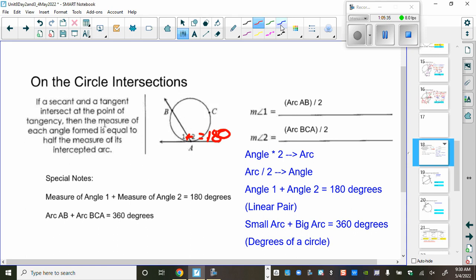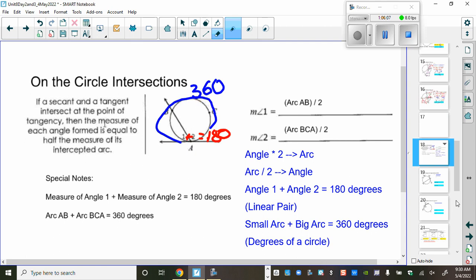And then your entire circle adds up to how many degrees? Your circle is 360 degrees. Don't forget that. So your arcs add up to 360. The two angles in a line add up to 180. That's basically same as before, so nothing's really changing there.